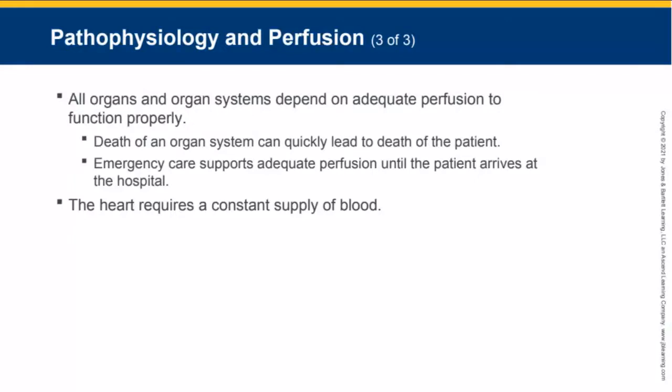All organs and organ systems depend on adequate perfusion to function properly. Death of an organ system can quickly lead to death of the patient. Emergency care supports adequate perfusion until the patient arrives at the hospital. The heart requires a constant supply of blood.